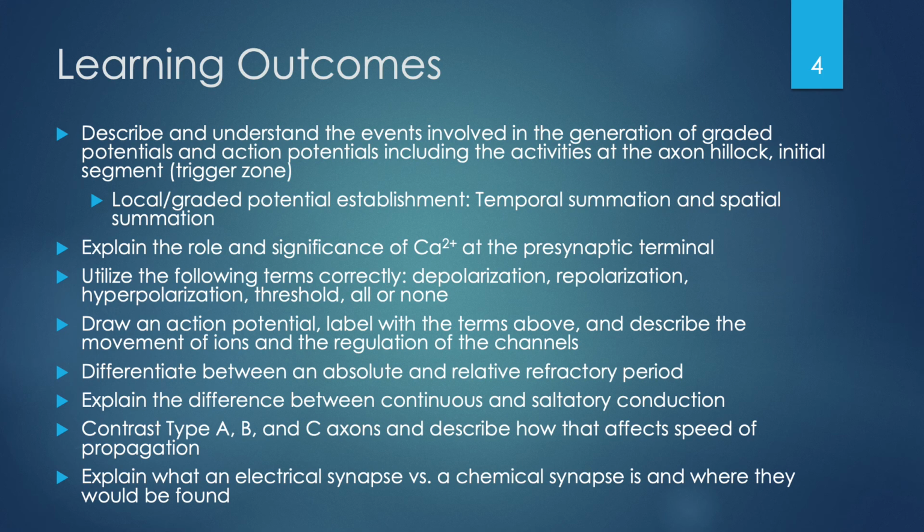We'll also draw an action potential, label it with the terms that we've used above, and describe the movement of ions and the regulation of those channels. We'll differentiate between an absolute and the relative refractory periods. We'll explain the difference between continuous and saltatory conduction. We will contrast types A, B, and C axons and describe how that affects the speed of propagation. And we'll explain what an electrical synapse is versus a chemical synapse and where they would be found.